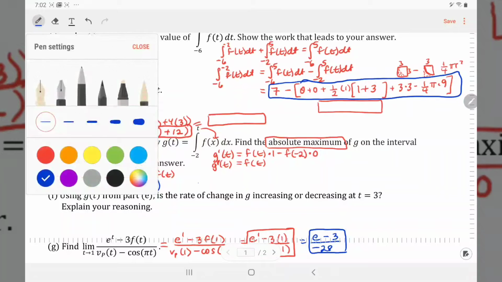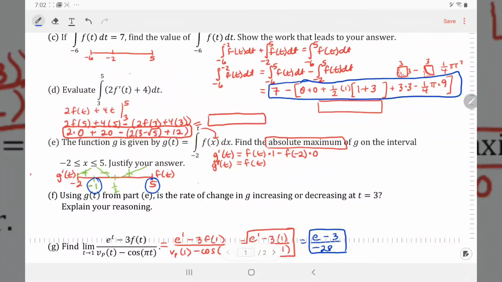Okay, so let's find those. I want to know which is bigger, g of -1 or g of 5. So I need to find out which one's larger. I'm going to have to plug into the equation. So substitute into the equation would be the integral from -2 to 5 of f of t dt. Oh, I already found that, up there in this section. So that was 0 plus 0 plus a half times 4 plus 9 minus 9 pi over 4.